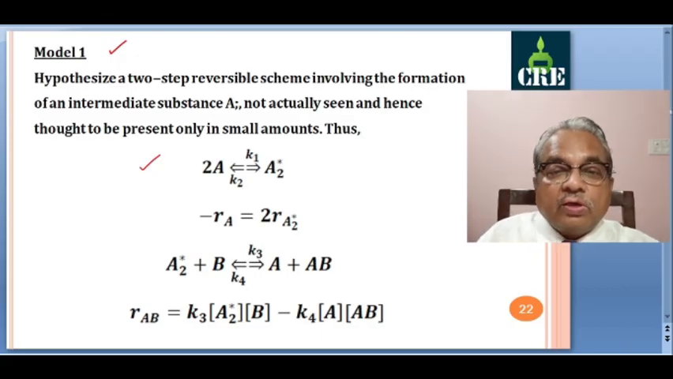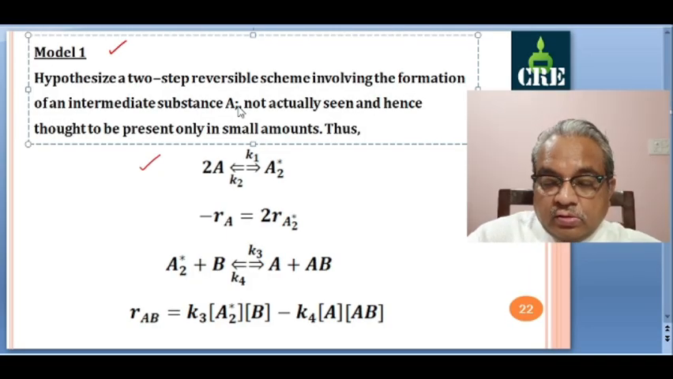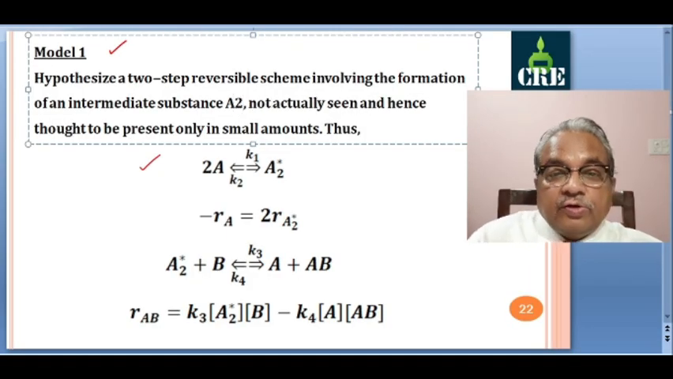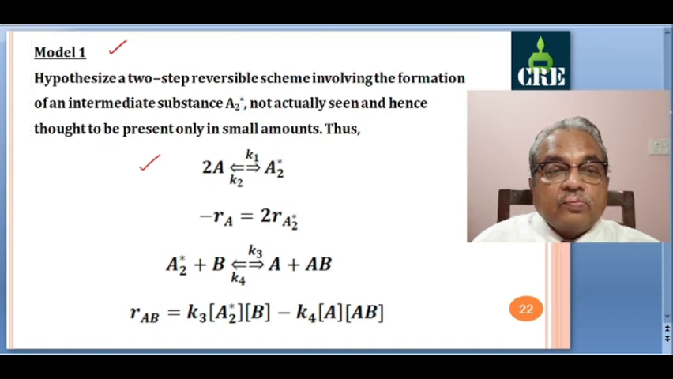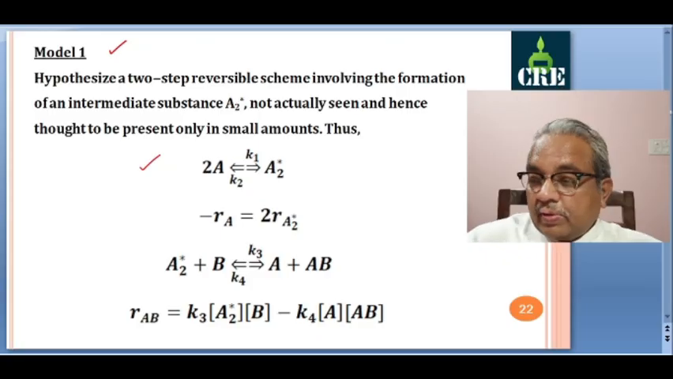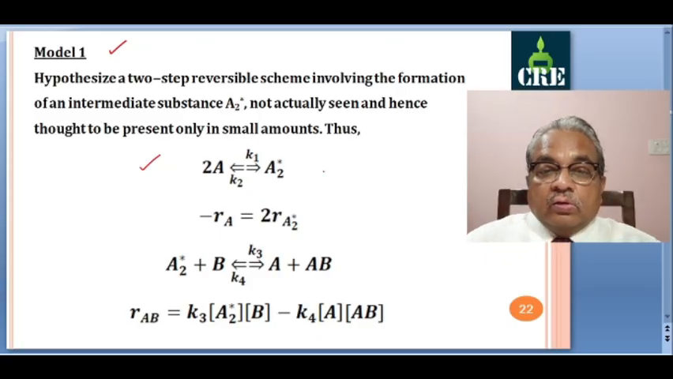One small correction here. This is A2 star. So the first reversible reaction is 2A gives A2 star, forward rate constant k1, reverse rate constant k2.